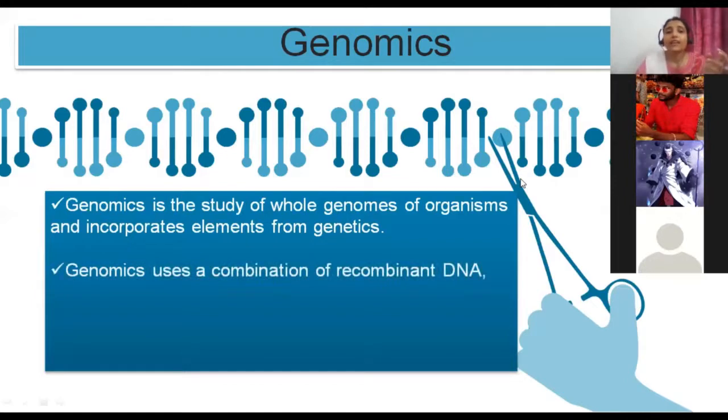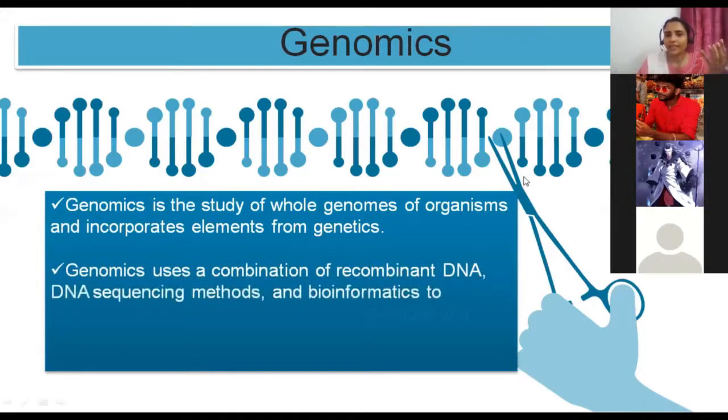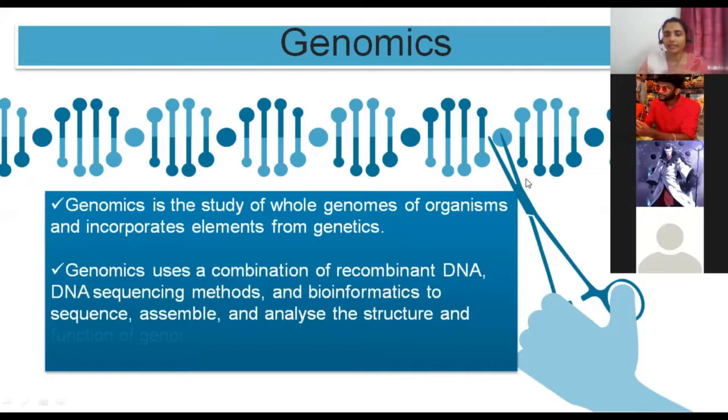Genomics uses a combination of many things. It has so many things coming under it. For example, recombinant DNA, DNA sequencing methods, and it uses bioinformatics to sequence, assemble, and analyze the structure and function of genomes. So bioinformatics is a very big tool in understanding how our gene is, what is the DNA sequence, DNA sequencing and mapping. Everything will come later, but that is what we study in genomics.